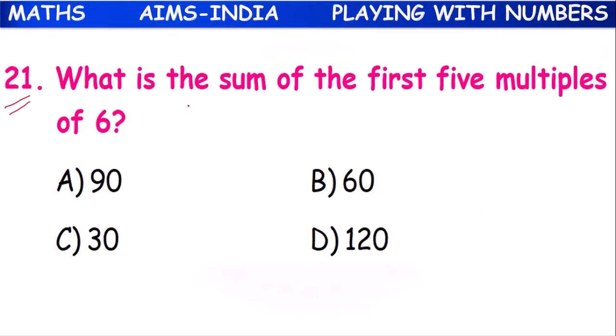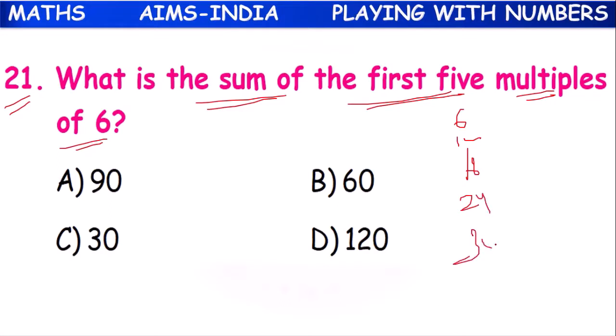Next challenge. What is the sum of the first 5 multiples of 6? What are the first 5 multiples of 6? 6 times 1 is 6, 6 times 2 is 12, 6 times 3 is 18, 6 times 4 is 24, 6 times 5 is 30. These are the first 5 multiples of 6. What is their sum? 6 plus 12 is 18, 18 plus 18 is 36, 36 plus 24 is 60, 60 plus 30 is 90. The sum is 90. So for the 21st question, 90 is the correct answer, children.